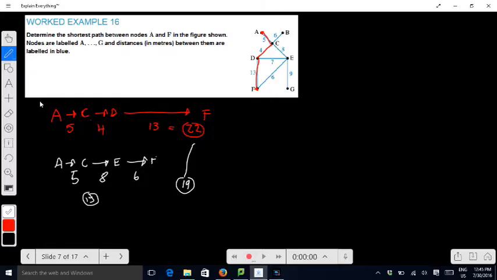Now I can check other options. I can go A to C to D, then to E, and then to F. I wouldn't want to go to B at all, because that would be pointless, and it would be pointless going to G as well. So there's different options, but in this case, this is actually going to be the quickest way to get there.